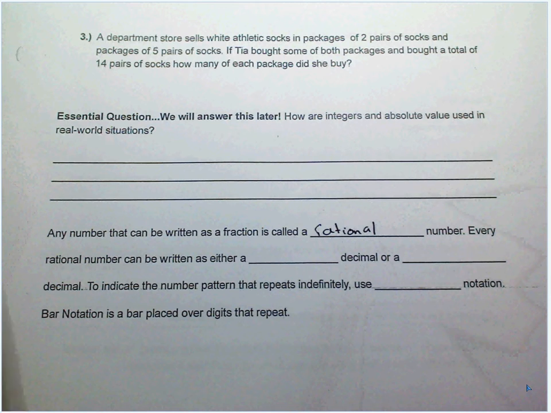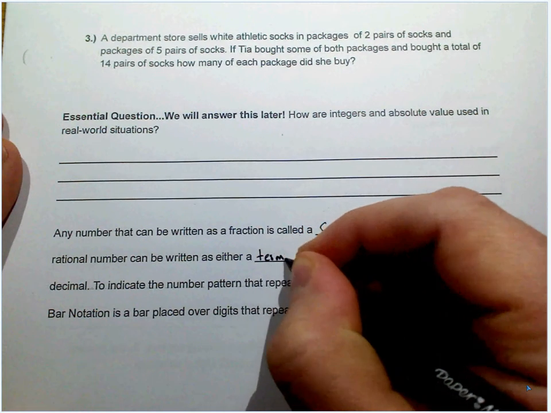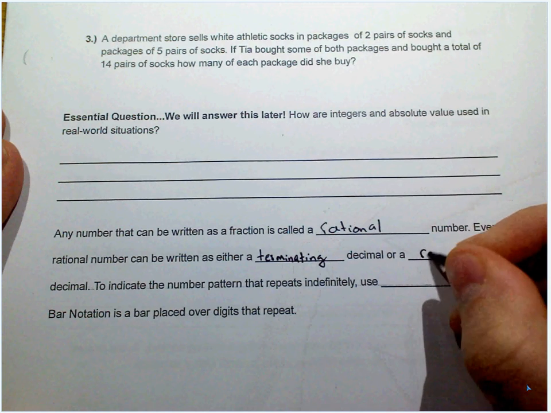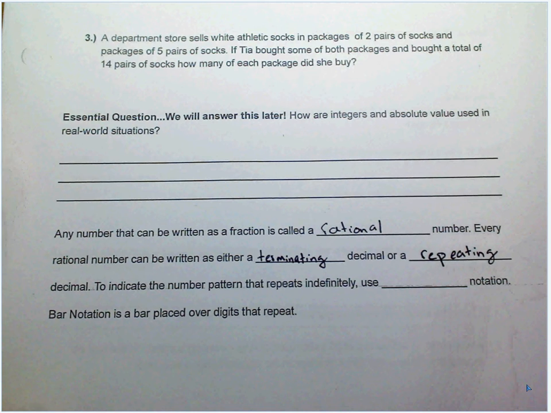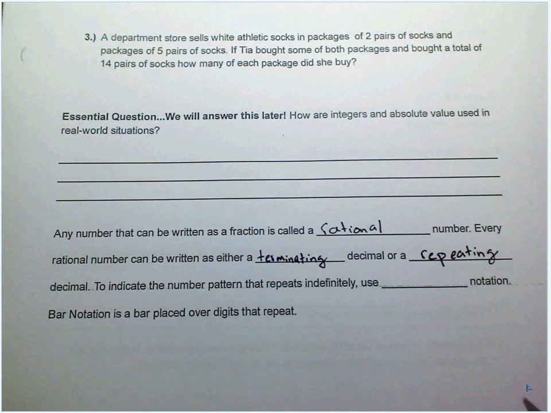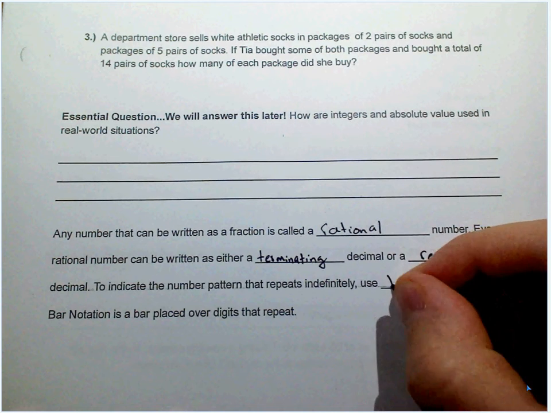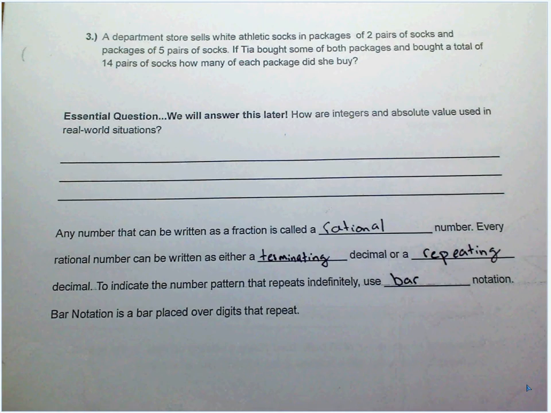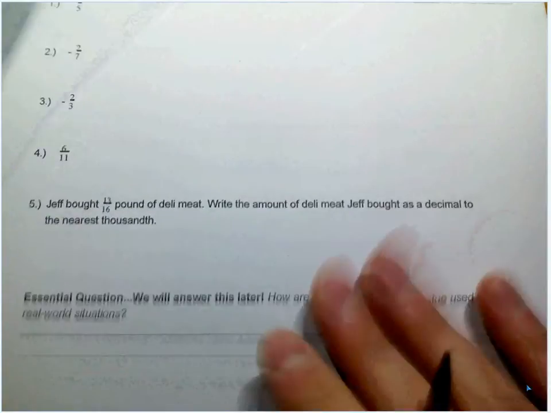Every rational number can be written either as a terminating decimal, like our 1/4, or a repeating decimal. To indicate the number of pattern that repeats indefinitely, use bar notation. Bar notation is a bar that is placed over the digits that repeat. Okay. Take a look at the top, next page.